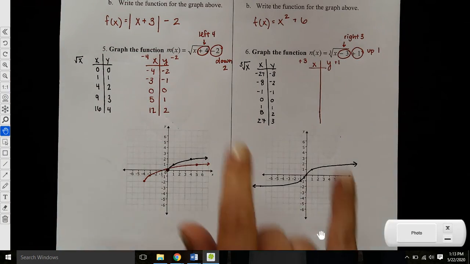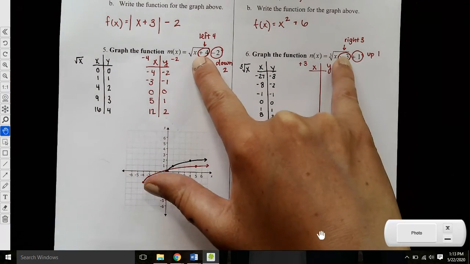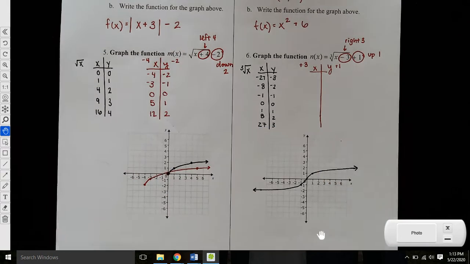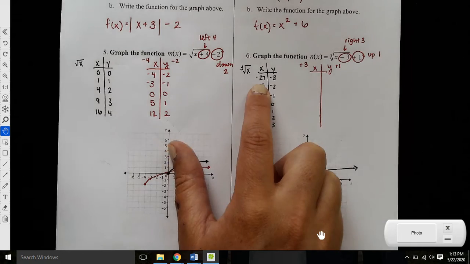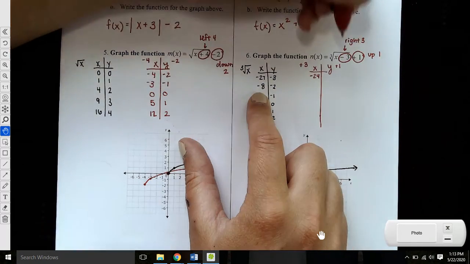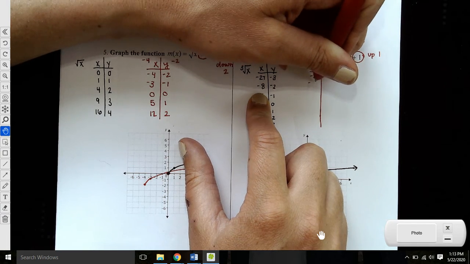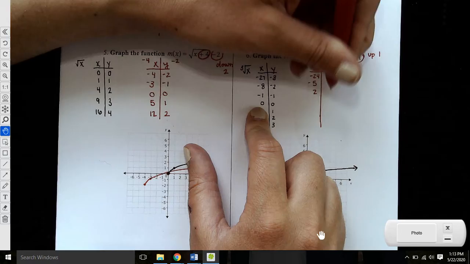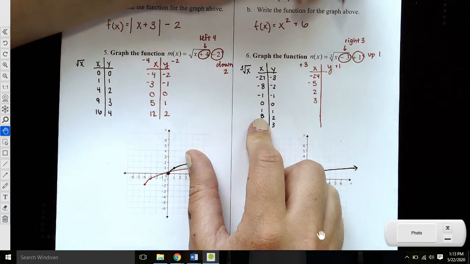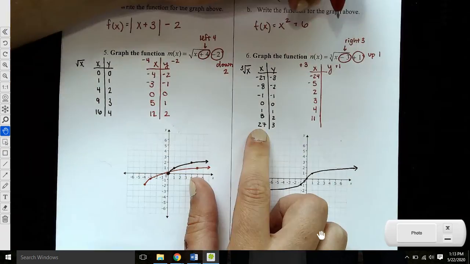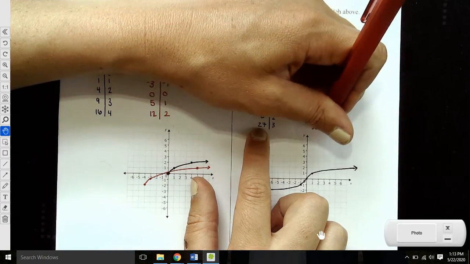Once again, keep in mind, whatever's happening on the inside, you're actually doing the opposite of that to the x value. So negative 27 plus 3 is negative 24. Negative 8 plus 3 is negative 5. Negative 1 plus 3 is 2. 0 plus 3 is 3. 1 plus 3 is 4. 8 plus 3 is 11. 27 plus 3 is 30.